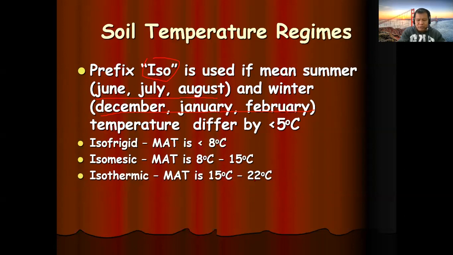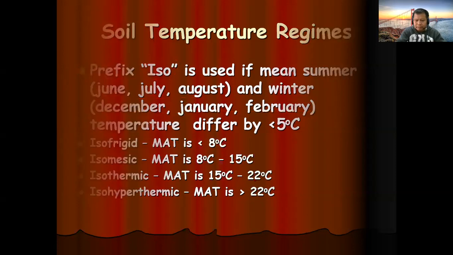Isohyperthermic, kung ang difference between summer and winter of the hyperthermic temperature is less than 5, then we call it isohyperthermic. Ganun din, isothermic. If the average temperature in the entire year is less than 22, but the difference between summer and winter is less than 5 degrees Celsius, then, sorry, if the temperature of the entire year, an average of that particular control section, is more than 22 degrees Celsius, but the difference between summer and winter is less than 5, then we have to call that temperature regime isohyperthermic.